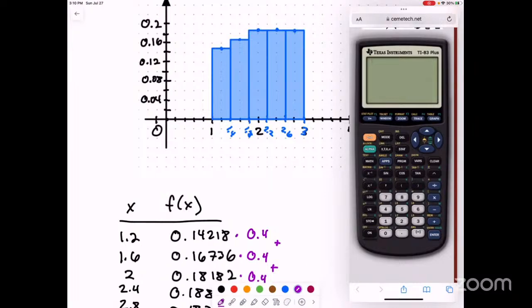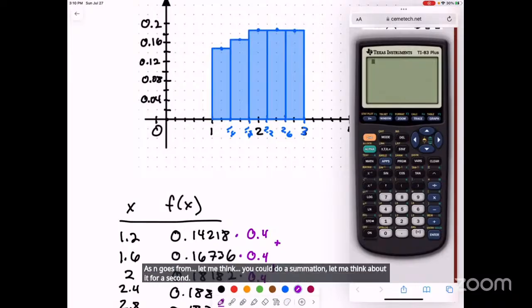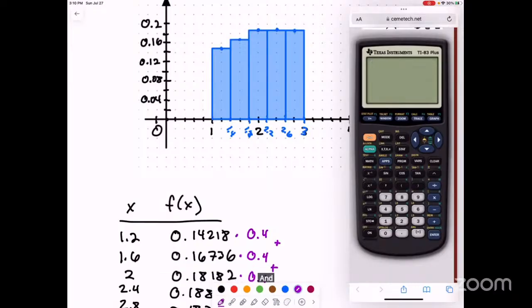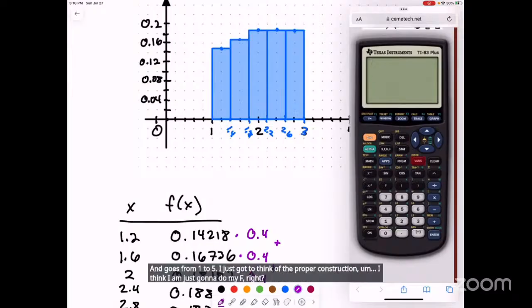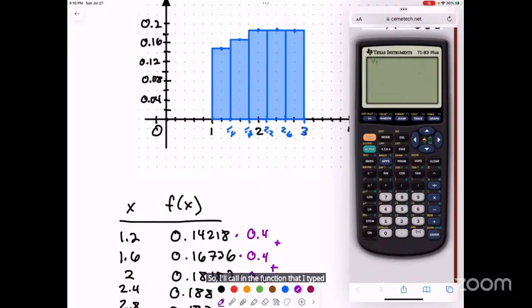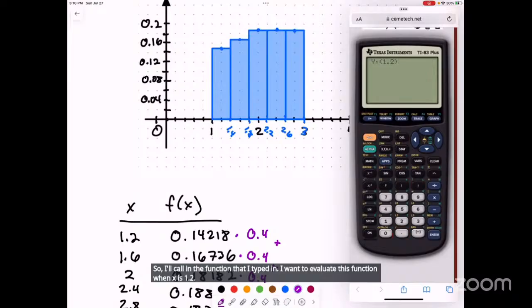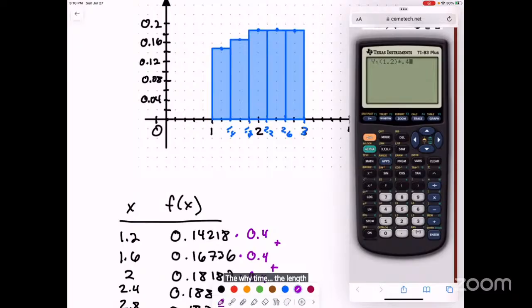as n goes from, let me think. You could do a summation. Let me think about it for a second. N goes from 1 to 5. I just have to think of the proper construction. I think I am just going to do my f, right? So I'll call in the function that I typed in. I want to evaluate this function when x is 1.2. Whatever answer I get, I want to say times 0.4. That's going to give me the area of that first rectangle, the y times the length, the height times the length.